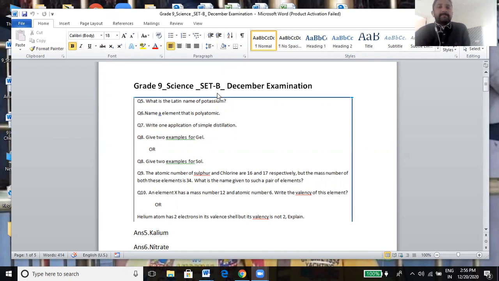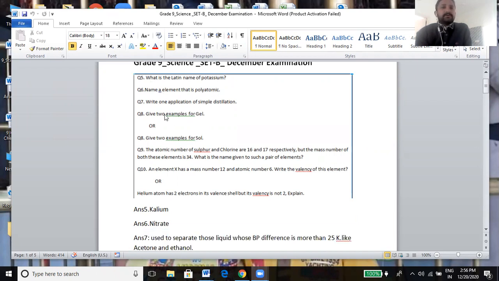Let us start now. Today, for question number 5, I will only tell about the chemistry questions. The first question is, what is the Latin name of potassium? Its name is kalium. Next, name an element that is polyatomic. Polyatomic ions include nitrate, carbonate, sulfate, hydrogen carbonate, hydroxide. These are all names of polyatomic ions.